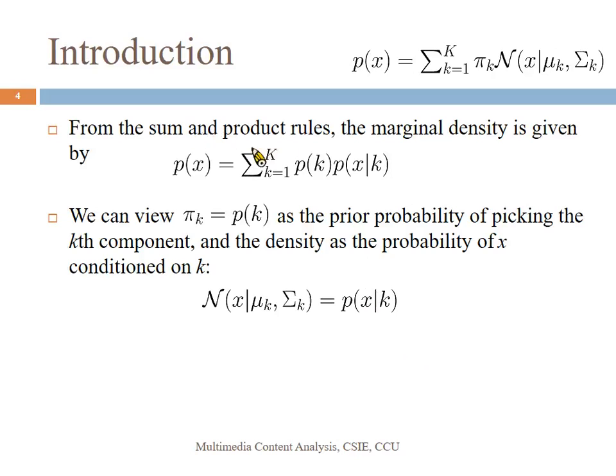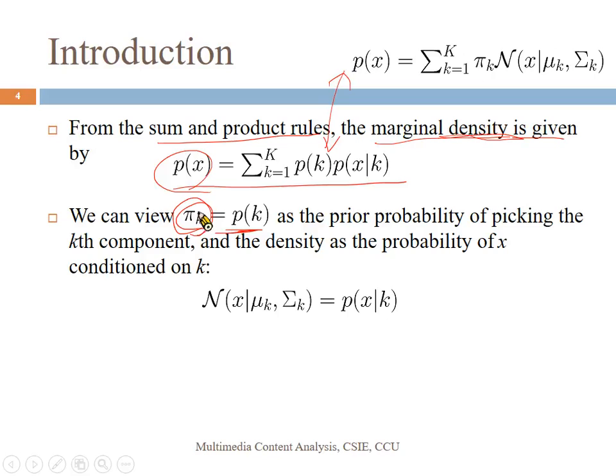And from the sum and product rules mentioned in the probability class, the marginal density is given by this formula. So p(x) is equal to the summation over k of p(k) multiplied by p(x | k). So you can compare these two equations. Then we can say that we can view pi k as p(k).